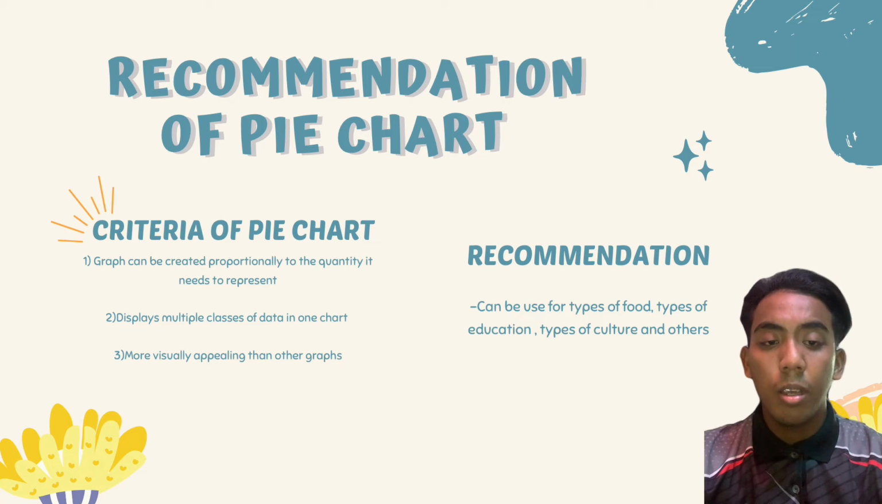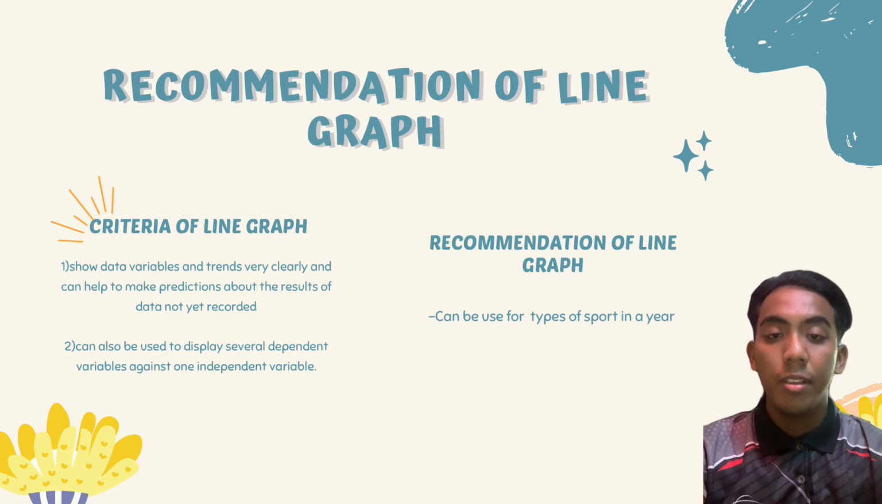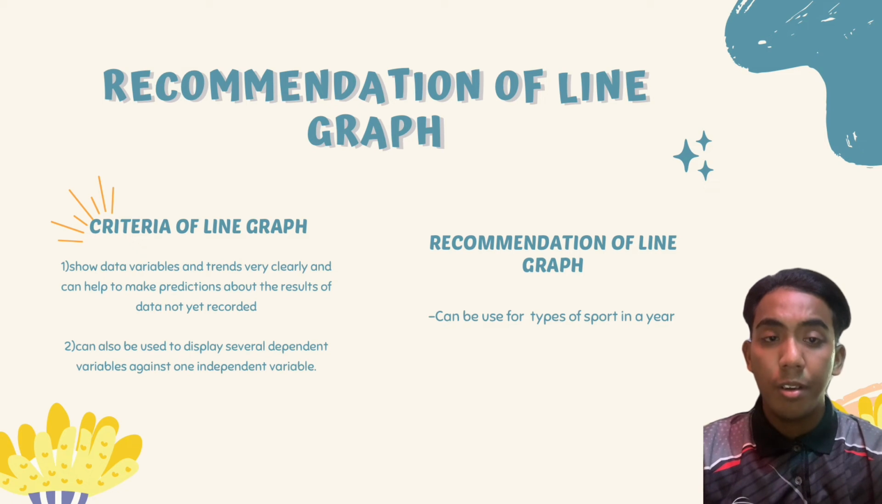I recommend this pie chart can be used for types of food, types of education, and types of culture. The next graph is line graph. The criteria of line graph are show data variable and trends very clearly and can help to make prediction about the result of data not yet recorded.